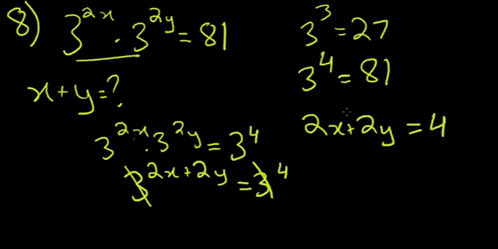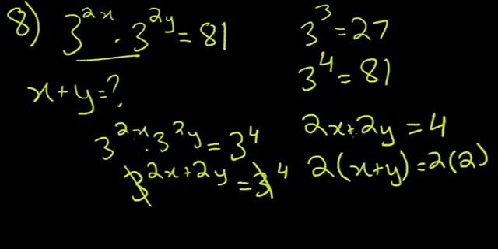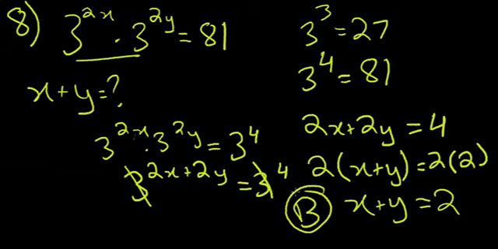So now we factor out the 2 from both sides. So it's 2 times x plus y, which equals 2 times 2. We divide by 2 on both sides. So x plus y will equal 2. And that is choice B. So just remember, in any exponential problem, always try and keep the bases the same, or else you're going to have a lot of trouble solving it.